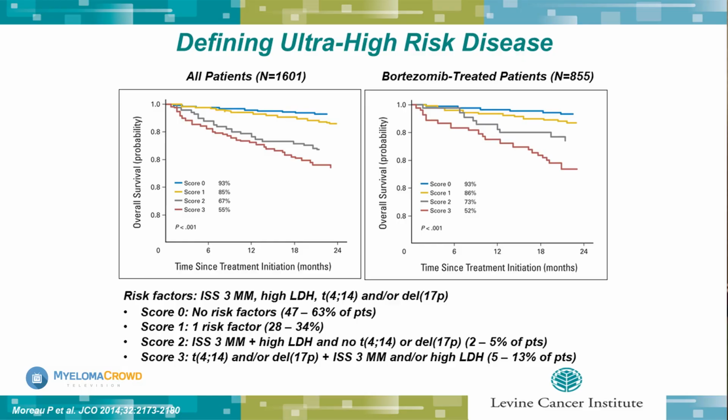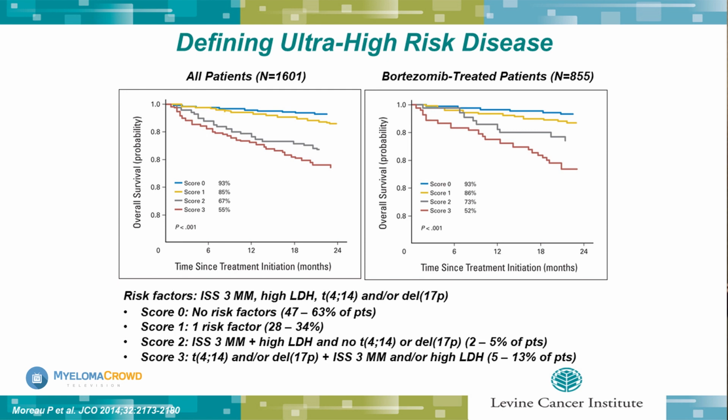The IFM group took a stab at trying to define ultra-high-risk disease as well, just like the MRC did. What they wanted to do is take clinical parameters, ISS stage, high LDH, and incorporate cytogenetic abnormalities into that. And they developed one of 4 different scores. So score 0 is no risk factors, so ISS 1 or 2, normal LDH, no 4;14 translocation or deletion 17p, and these patients did remarkably well.